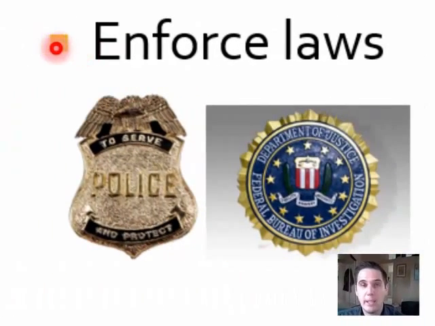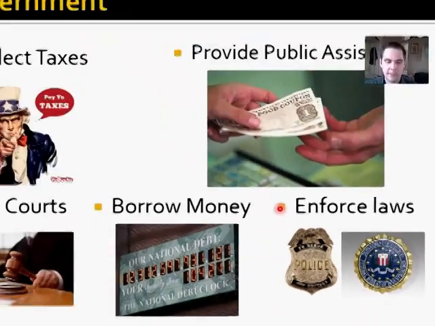And finally, enforcement of laws, just like with the courts. There's federal laws that may not have anything to do with the state, and there's state laws that the federal government doesn't really worry about and doesn't want to have to enforce. So there are law enforcement agencies for the federal government, like FBI, CIA, and then there's local law enforcement, like SWAT teams and local police officers.